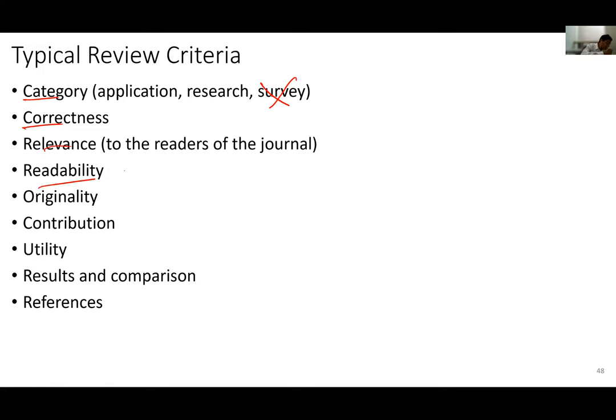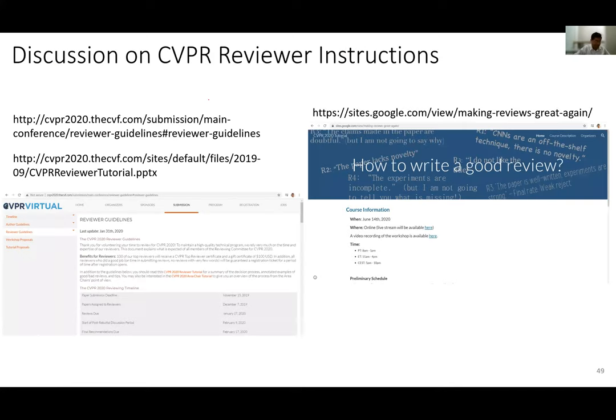And is it readable? Readability, originality, contribution, utility. Utility means, is it useful for the research community? And results and comparisons and the references. So these are the criteria people usually look at. Is this work original? Is there enough contribution in this? Out of this, I think these three are the most important. Of course, correctness must be there, right? This is a prerequisite. It must be correct.